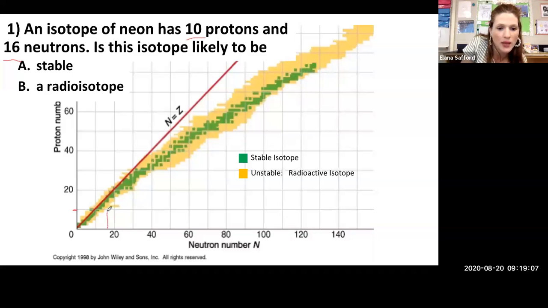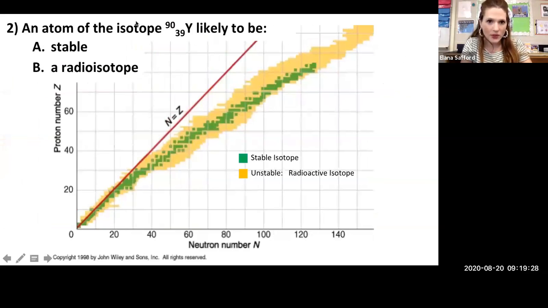If I plot that point, it looks like that would be unstable, because if you plot that out, it's going to be in the yellow section. It's not in the green. So I'm going to say B. It's a radioisotope.